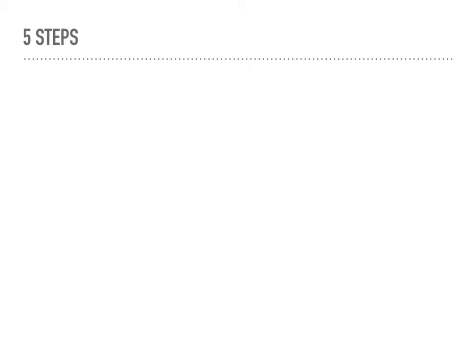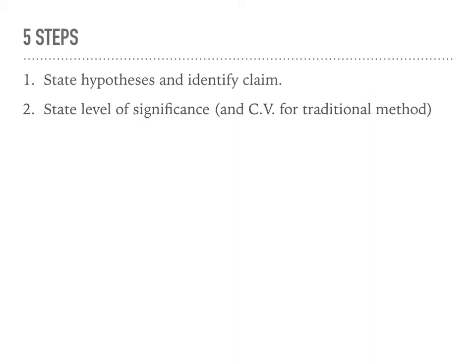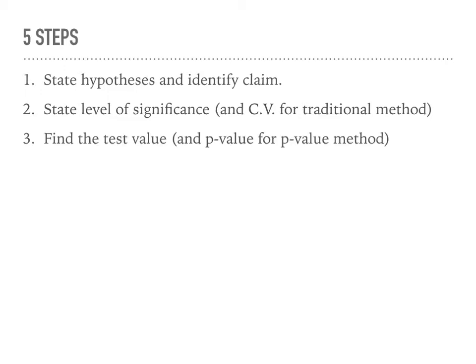Now, there's 5 steps for every time we do a hypothesis test, and you should be getting familiar with these 5 steps by this point. Step 1, state your hypotheses and identify the claim. Step 2, state your level of significance and your critical value if you're doing the traditional method. Find your test value and your p-value if you're doing the p-value method, which I believe most of you are at this point. Then you make your decision and write a sentence.